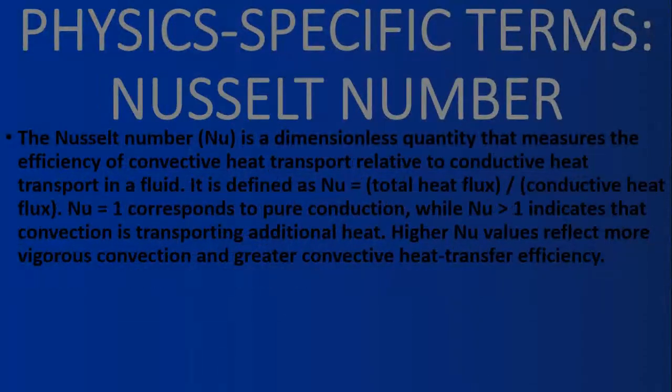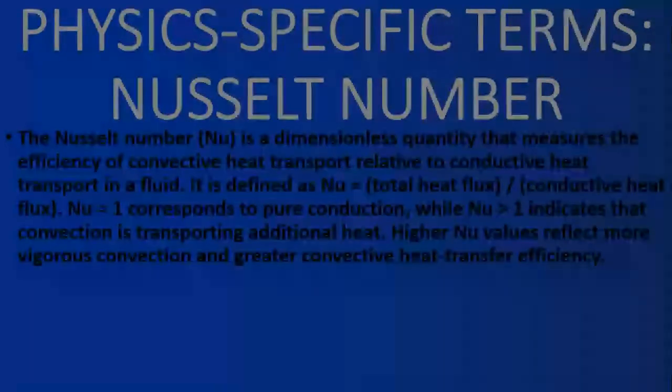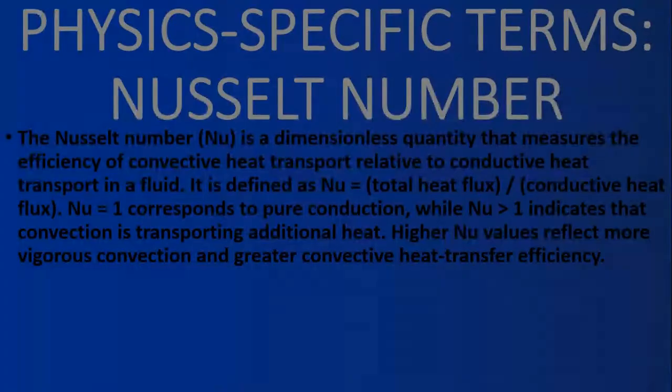Okay, the Nusselt number is a dimensionless quantity that measures the efficiency of convective heat transport relative to conductive heat transport in a fluid. It is defined as Nusselt equals total heat flux over conductive heat flux. Nusselt equals 1 corresponds to pure conduction, while Nusselt greater than 1 indicates that convection is transporting additional heat. Higher Nusselt values reflect more vigorous convection and greater convective heat transfer efficiency.